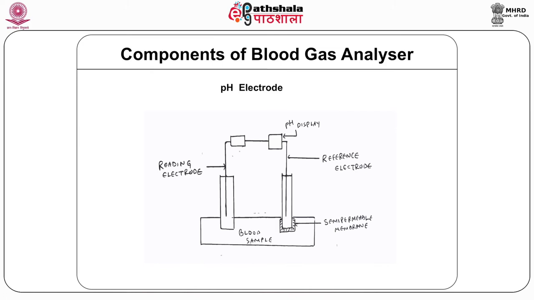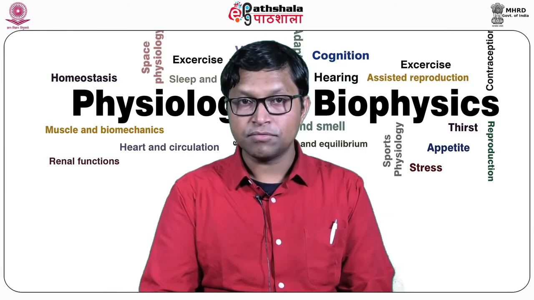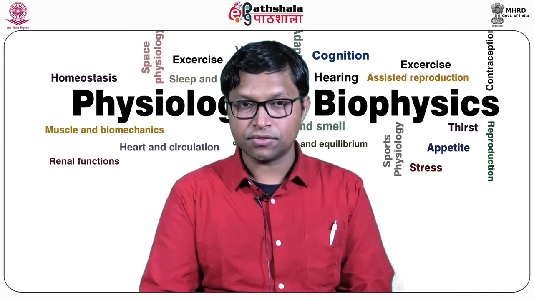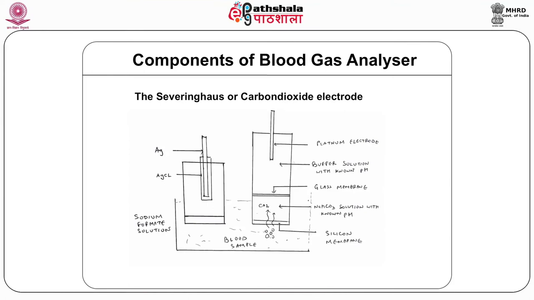It must be calibrated with buffer solutions of known pH. Now, let's come to the carbon dioxide electrode. It is a modified pH electrode. It takes into consideration the fact that carbon dioxide, when it combines with water, forms carbonic acid.